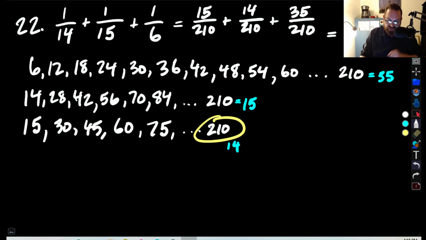Okay, so now that I've got that, notice really quick, we can reduce this down even further. 64 over 210. If I cut it in half, it's the same thing as 32 over 105.